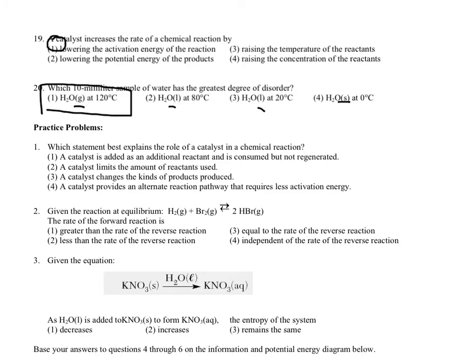Question number 1 asks us the role of a catalyst. Recall that catalysts alter the activation energy by providing an alternate pathway. Question number 2, they're giving us a reaction at equilibrium. Basically, they're asking us to define it. And remember that equilibrium is equal rates, constant concentrations. So in this case, choice 3 best defines equilibrium.